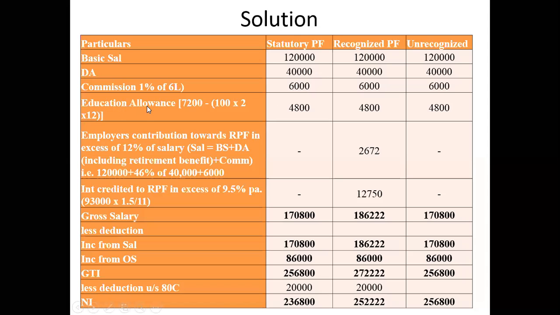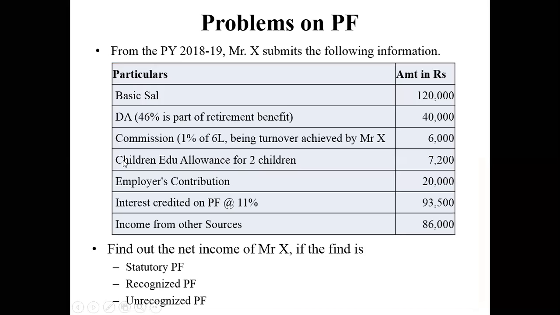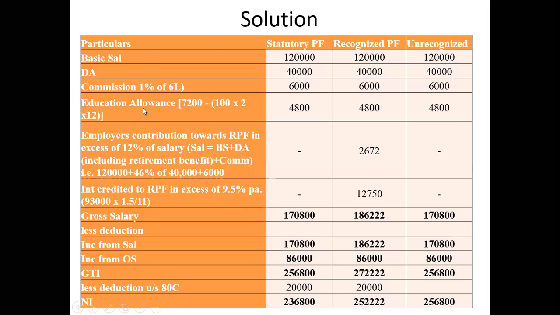Now we come to the next part. This is children's education allowance. It is told in the problem that this particular person, Mr. X, is receiving children's education allowance for 2 children. The total amount he is receiving is 7,200 rupees from his employer. But income tax authorities say, irrespective of how much you receive, there is a calculation you have to do, and if the amount falls within that calculation, only then it is exempted. Otherwise, the balance amount is taxable. So let us see what happens here. Right here it says children's education allowance. How much have I received? 7,200 rupees. That is what has been given in the problem.